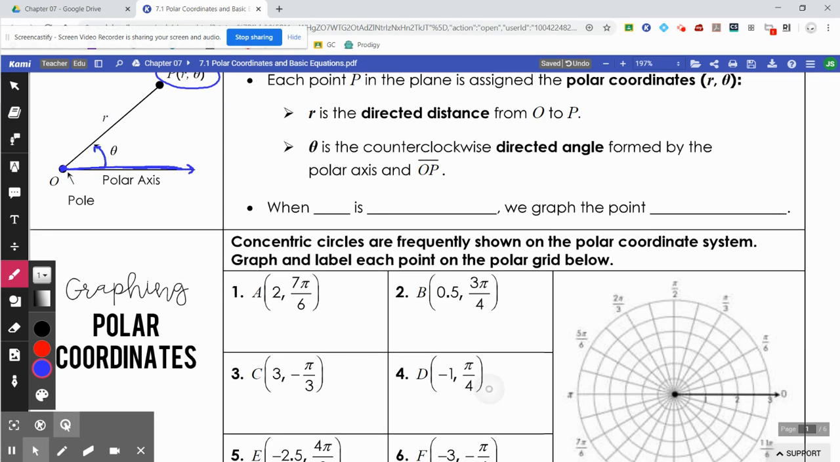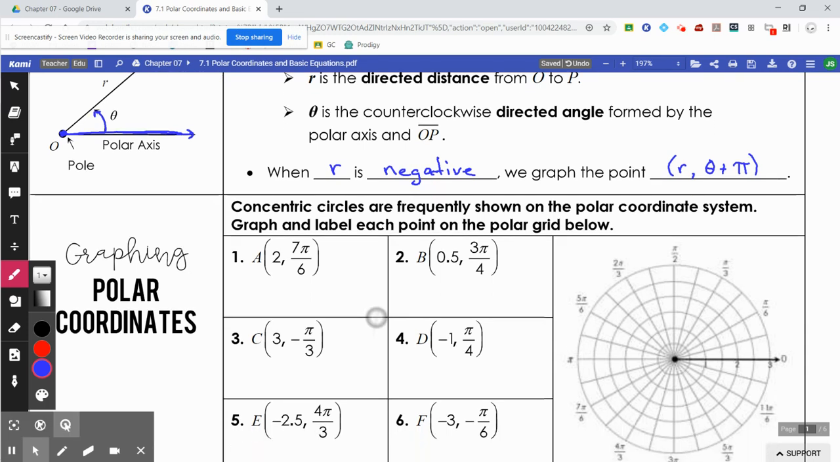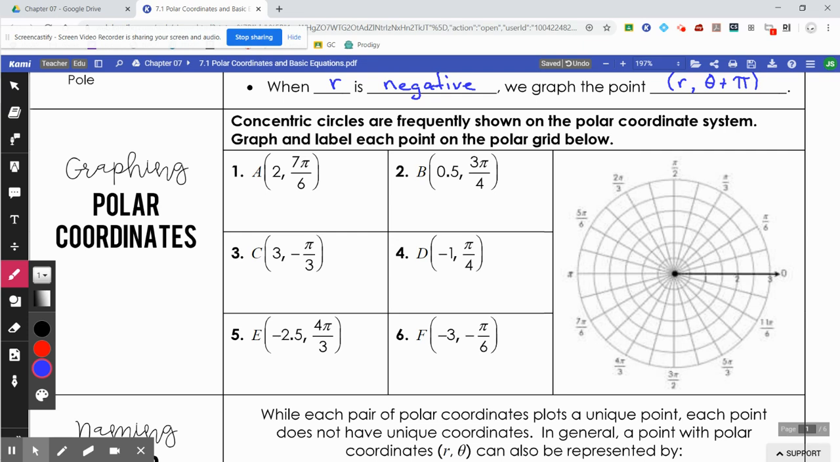Okay, it says when r is negative, instead of graphing the point r comma theta, we're going to graph the point r comma theta plus pi. We're going to pretty much add a 180 degree angle to it, or you can just go in a negative direction on your r. Either one will work. Okay, so let's start plotting some of these points.